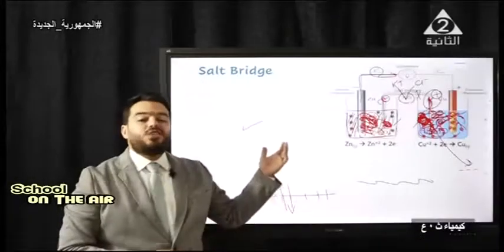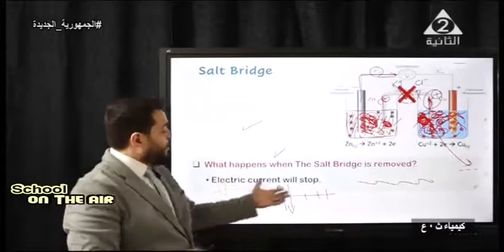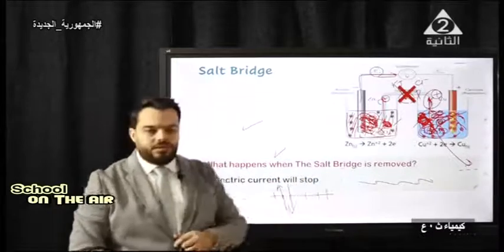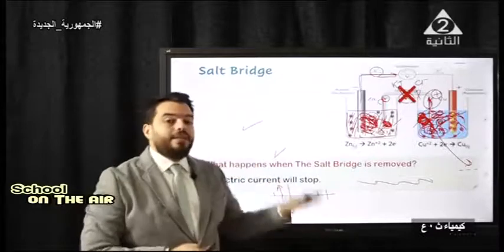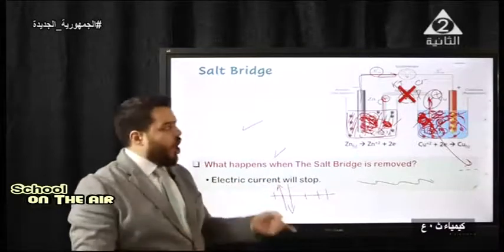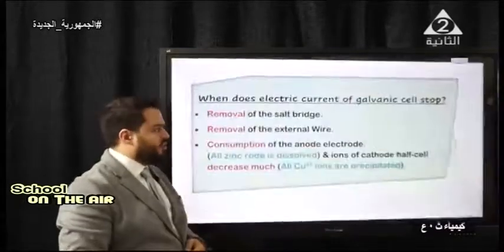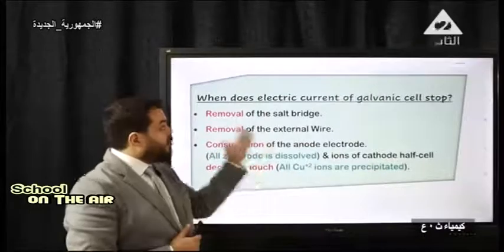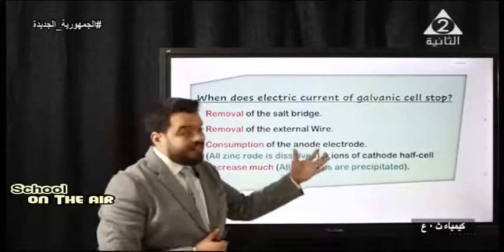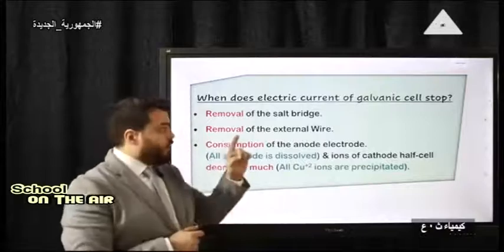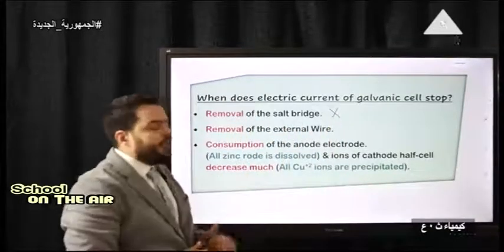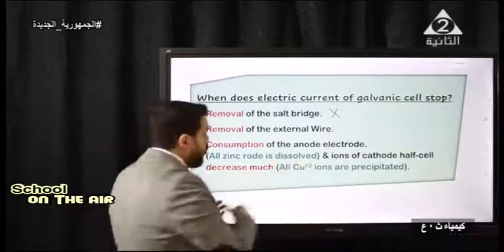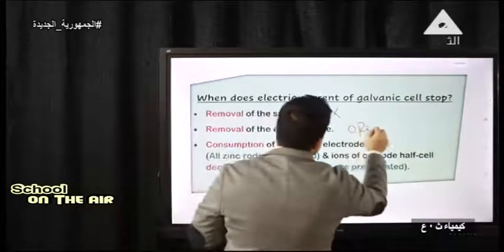And here I can ask you a question. What happens when the salt bridge is removed? As easy as it is, the electric current will be stopped. And I can ask you another question: how is the electric current of the galvanic cell stopped? First of all, if you remove the salt bridge. And second, if you remove the external wire, or if you open the key.